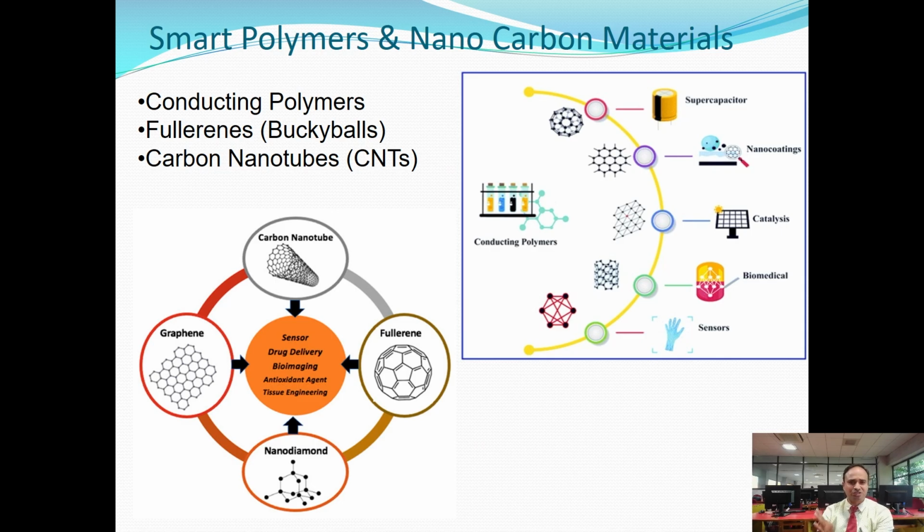In that, we're going to study the conducting polymers, used nowadays largely by electric and electronic engineers. They can be used as supercapacitors, and in nano coating to change properties. They can be used as a catalyst in the biomedical industry, and in sensors, as well as carbon nanotubes, allotropes of carbon, buckyballs and carbon nanotubes, widely used nowadays in almost all industries, starting from mechanical, civil, electrical, and electronic, because of their different properties.